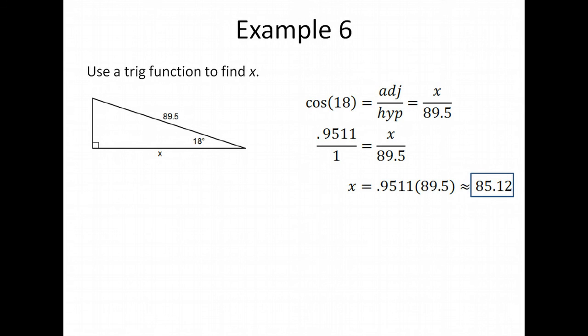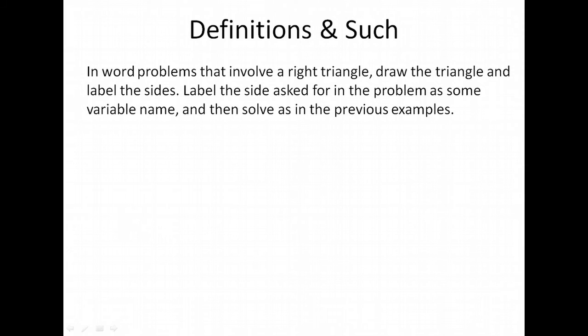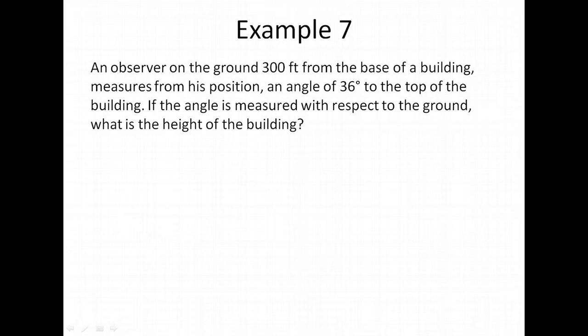Okay, for a word problem, what you do is, if it's using a right triangle, you draw the triangle, label the sides, and label the side that you're asked for as some variable, either x, h, or whatever makes sense in your problem, and then you solve it just like we did in the previous examples. Example 7 is one of those.